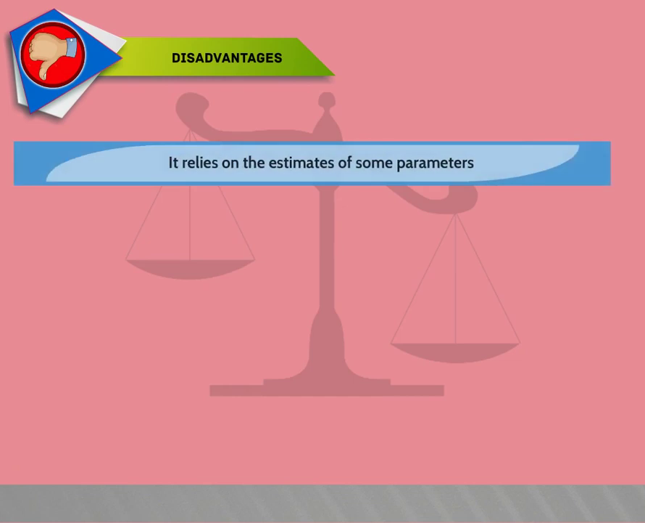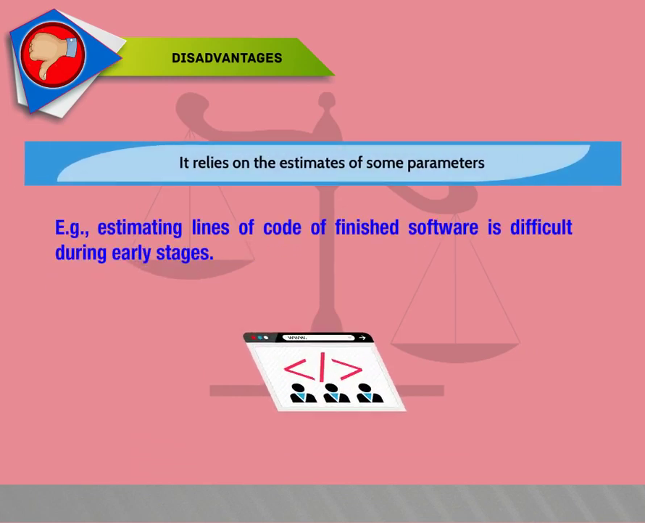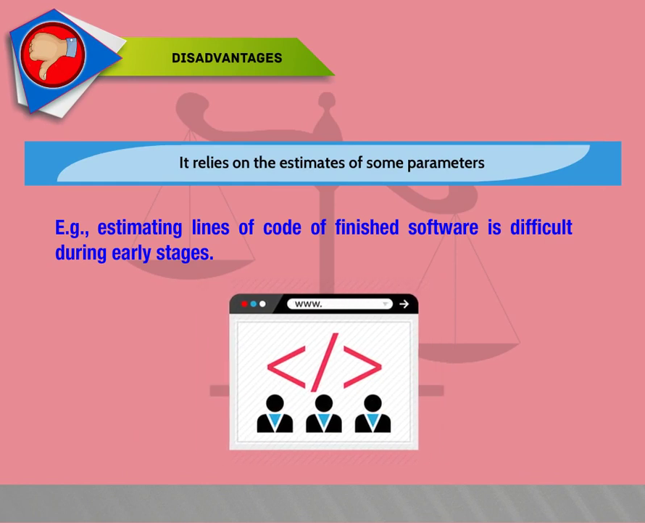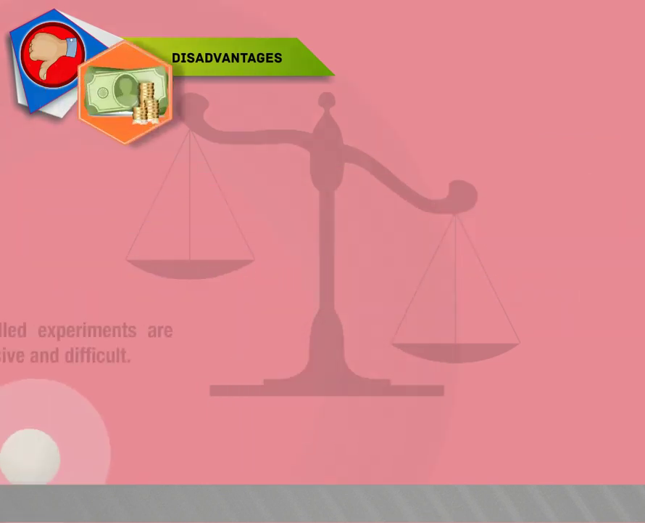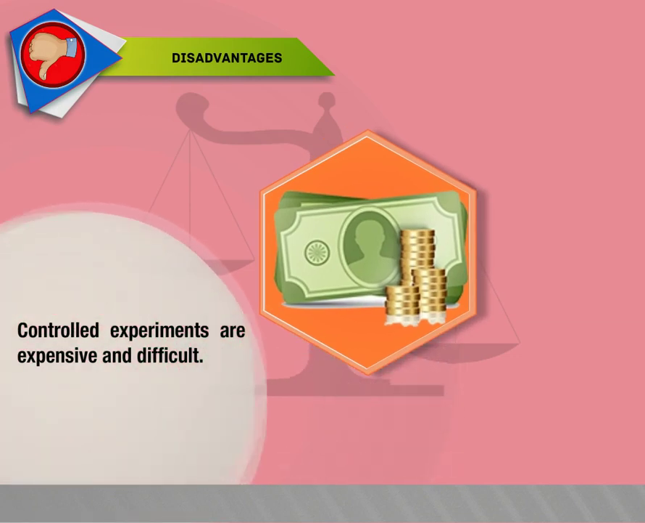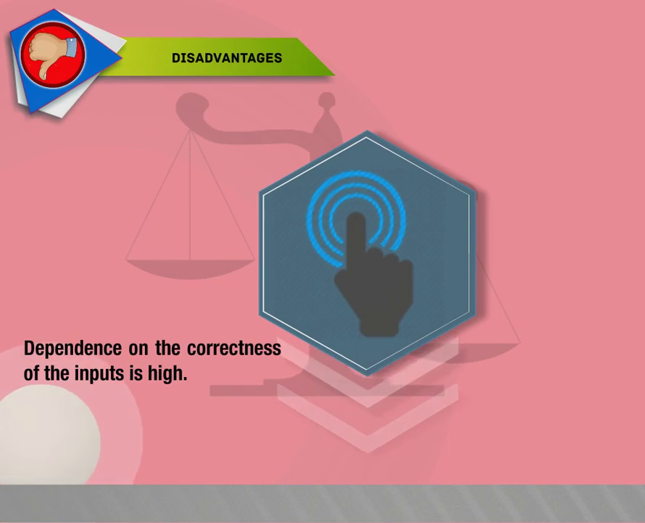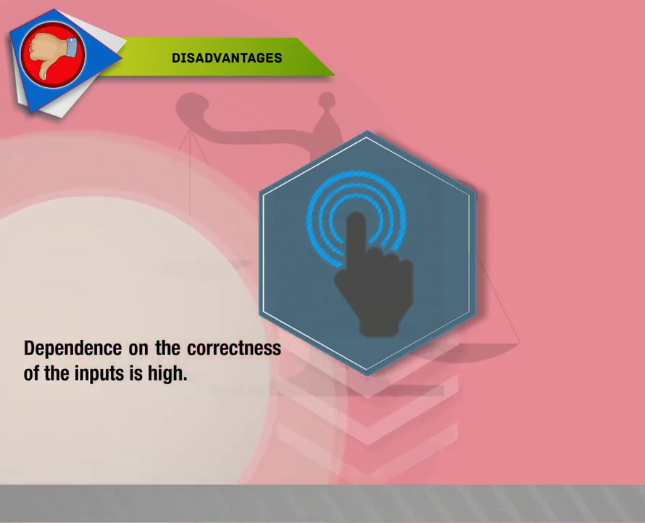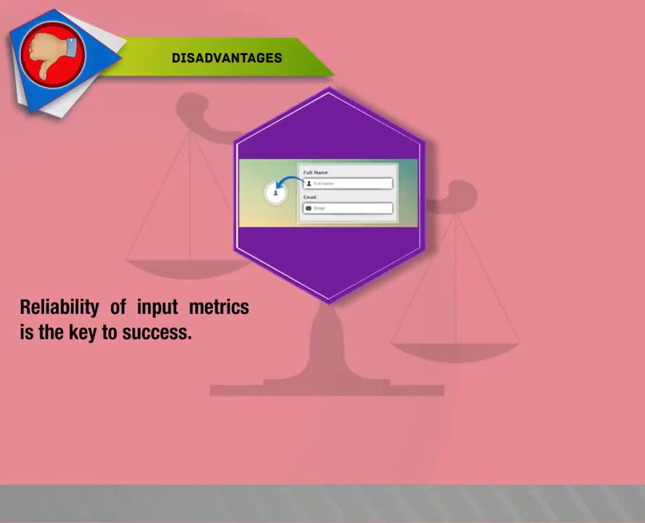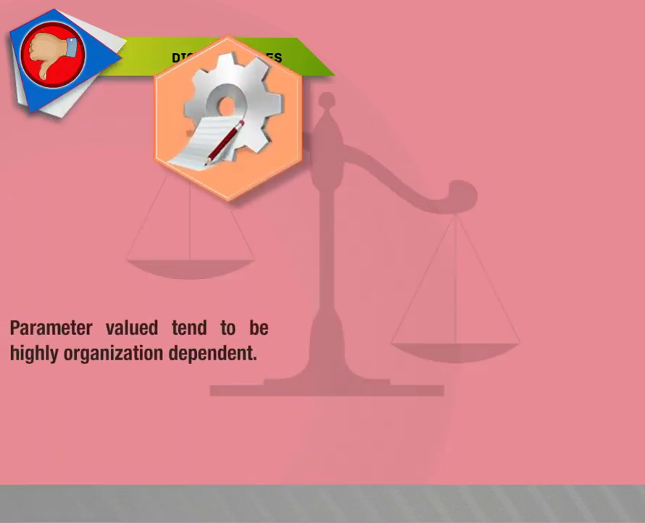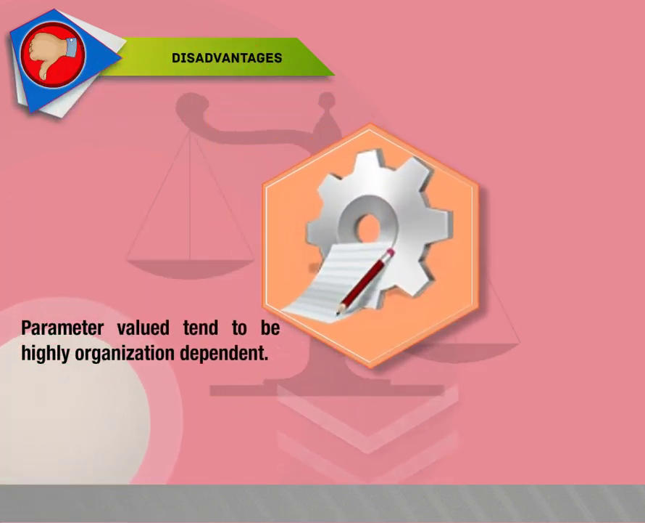Disadvantages: it relies on the estimates of some parameters. For example, estimating lines of code of finished software is difficult during early stages. Controlled experiments are expensive and difficult. Dependence on the correctness of the inputs is high. Reliability of input metrics is the key to success. Parameter values tend to be highly organization dependent.